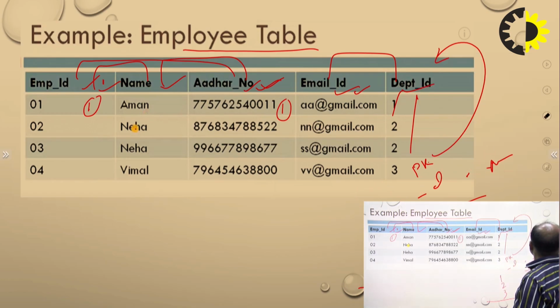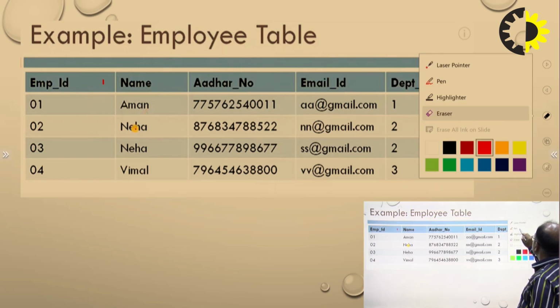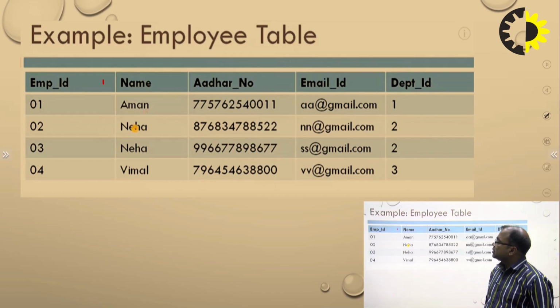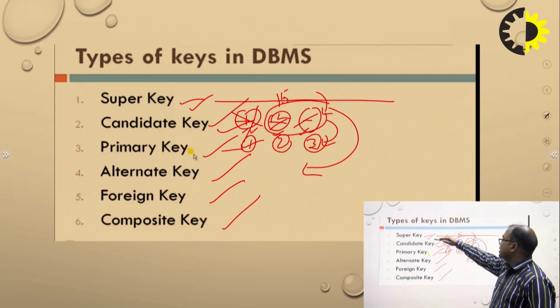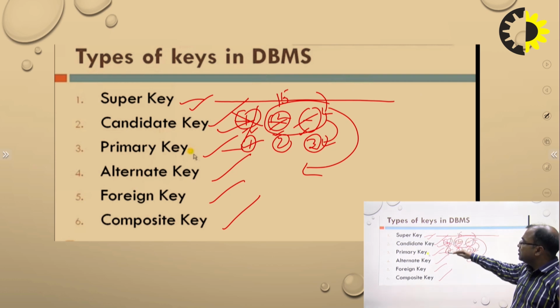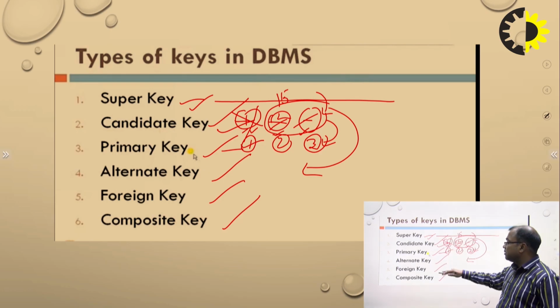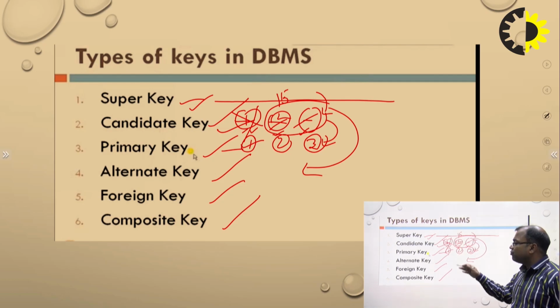Clear? So did you get the things now? What is the super key? It is all possible combinations. What is the candidate key? It is a minimal super key. What is the primary key? It is basically chosen from the candidate keys only. Alternate key is what is left, which is not the primary key, and foreign key is shown in the referencing table, and composite key is basically a combination of these keys, all called composite key.